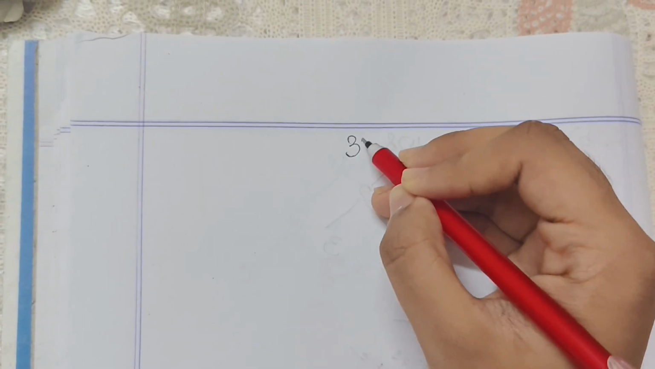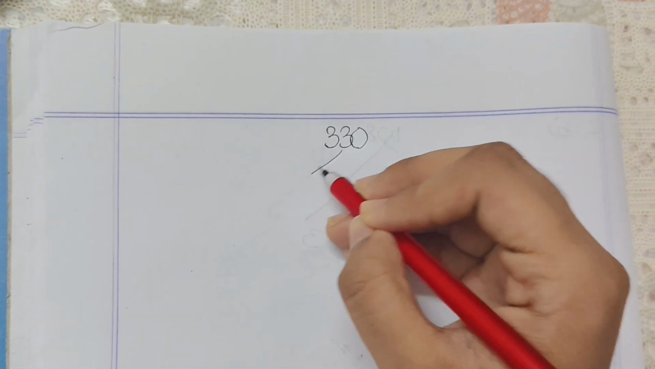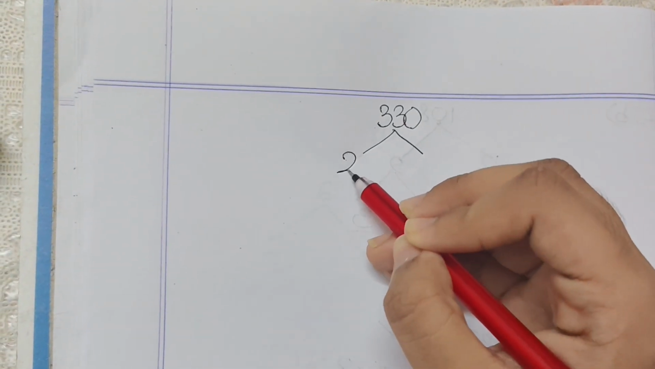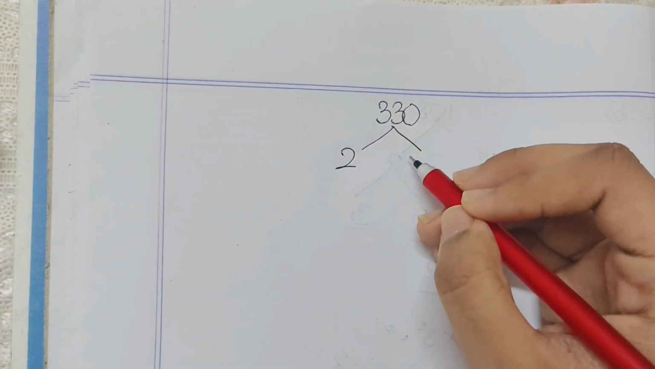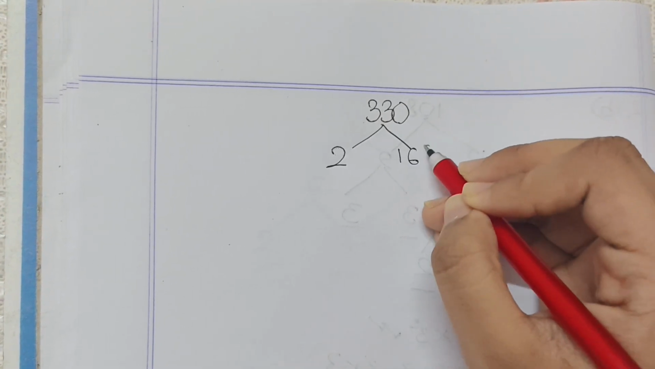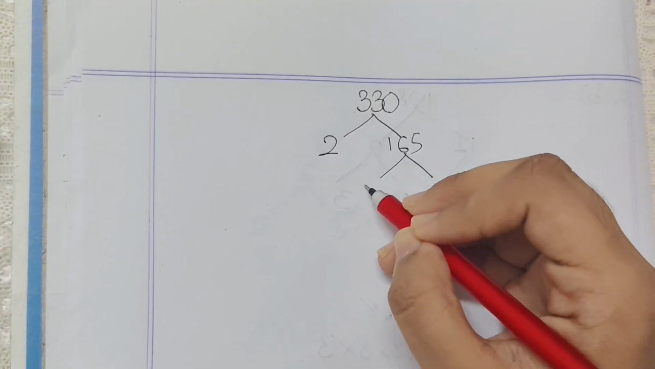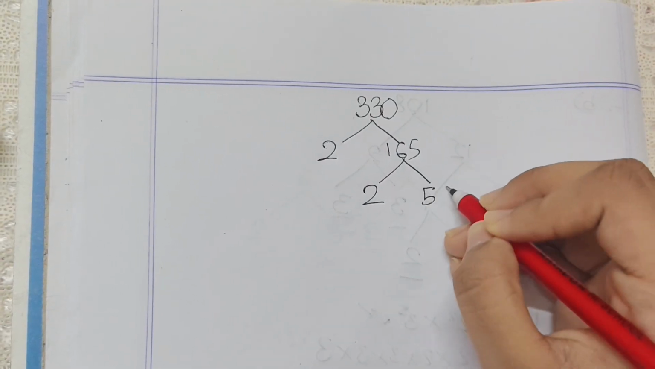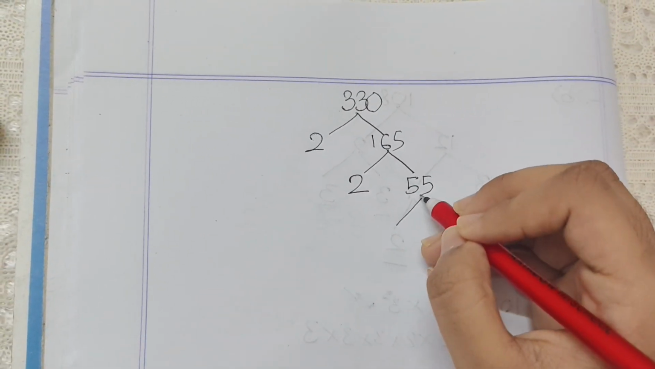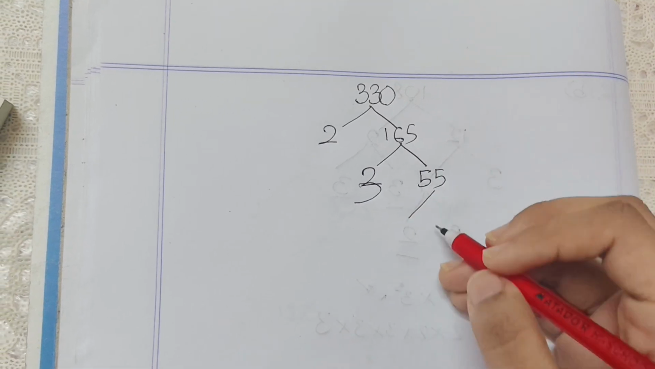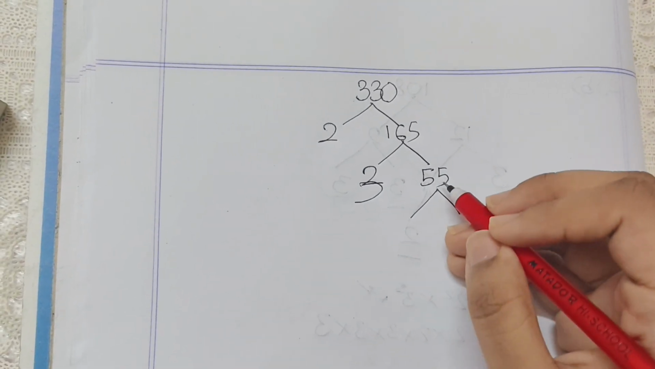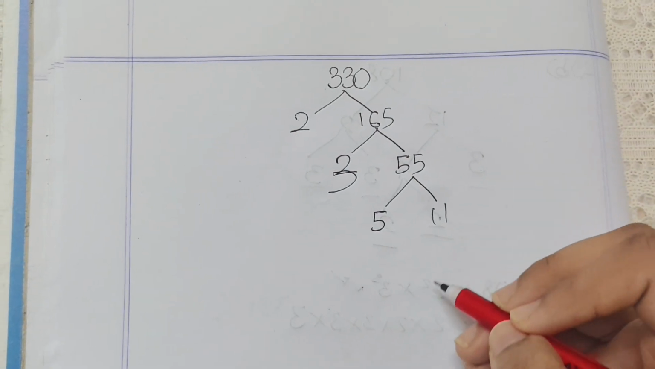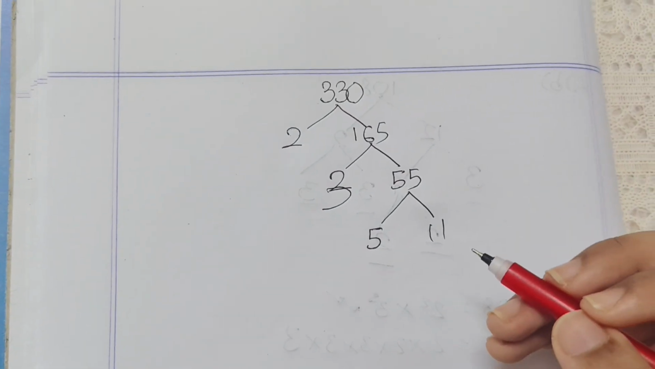Let's make the factor tree of 330. I'm going to do it in the simplest way. So if we divide it by 2, we get 165. And if we again divide it by 2, we get 55. Sorry, it's not 2, it's 3, I'm sorry. And if we divide this by 5, we get 11. And that's our final answer.